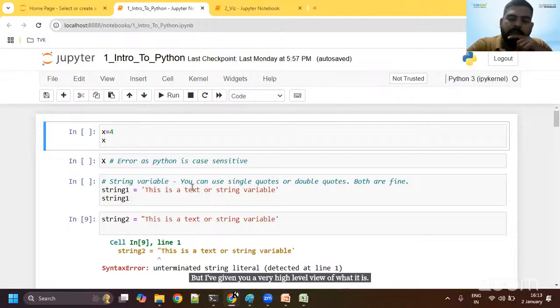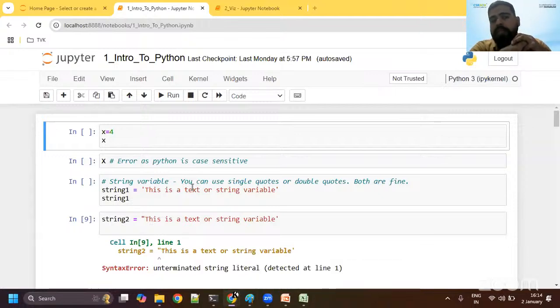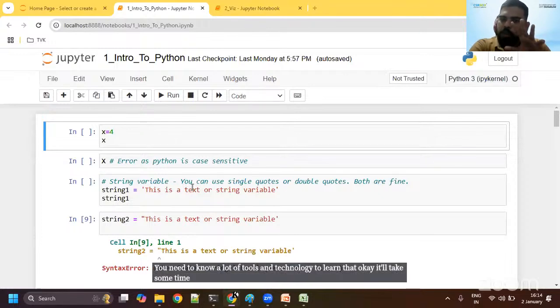Okay, there's a question: is Python language sufficient for a data analyst? See, data science as such has a lot of things involved in it. You need to know a lot of tools and technology to learn that. Okay, it will take some time, but Python is a good start.